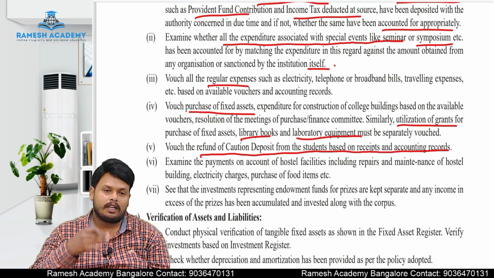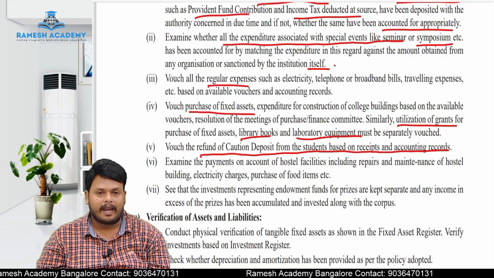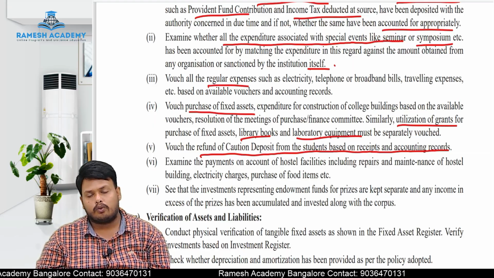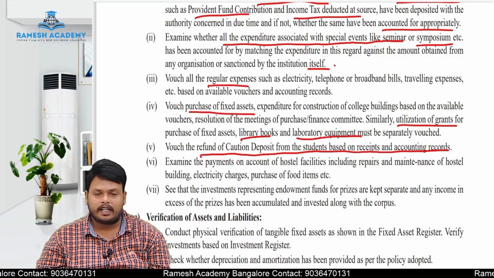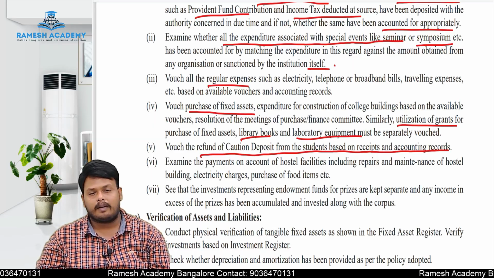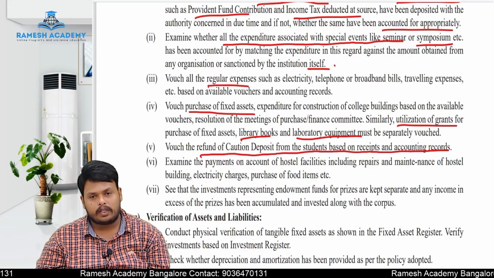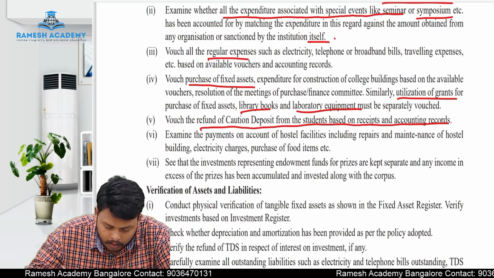Then when the students leave the college after their education, the caution deposit will be refunded back to them. So the auditor has to watch properly. Whether the caution deposit deposited by the students has been given back or not, and if any damages were committed by the student, whether the same has been recovered from the student or not, all these things the auditor has to verify.